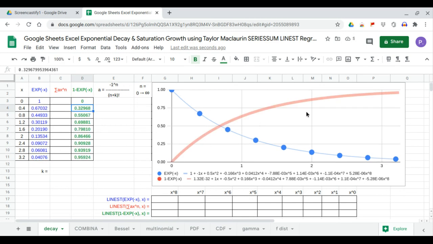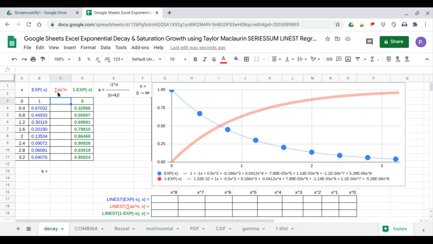And here you have the saturation. It saturates to 1. And the trend line equation of the saturation growth. And then we generate the Taylor-Maclaurin series sum expansion to approximate the exponential decay and the exponential saturation growth model.